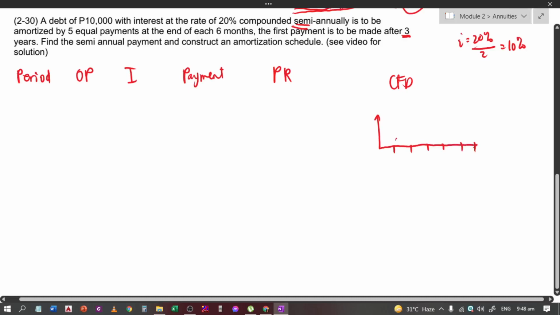Yan. So, again, nung sabi ko, yung first payment is made after 6 years pa. Ay, mali pala. Line 1, 2, 3, 4, 5, 6. So, first payment mo is after 6 years. Ay, after 6 periods pa. Tapos, anong sabi? Meron kang 5 equal payments. 1, 2, 3, 4, 5.